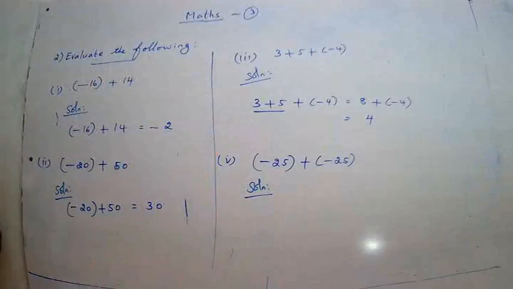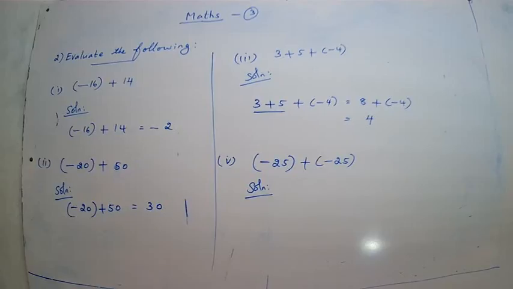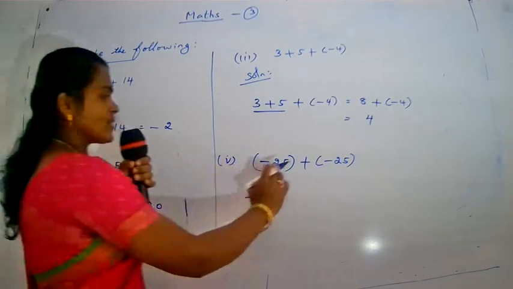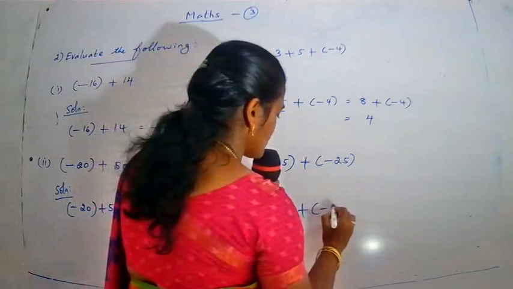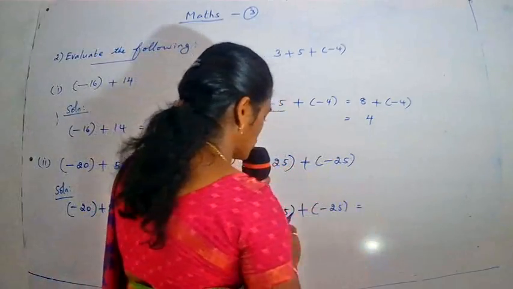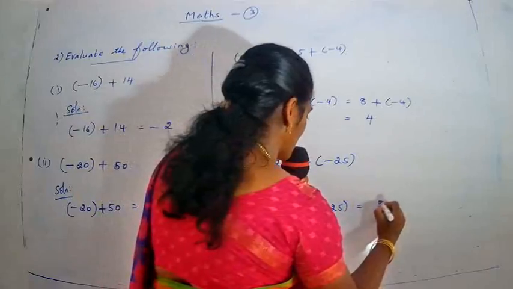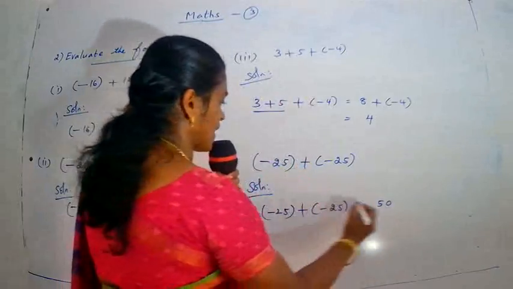Minus 25 plus minus 25. You see here, these integers have the same sign. Yes or no? Yes. So we add the absolute values and assign the same sign to the answer. Now, minus 25, minus 25. Same sign means we add 25 plus 25. Our answer is 50. What is the sign?